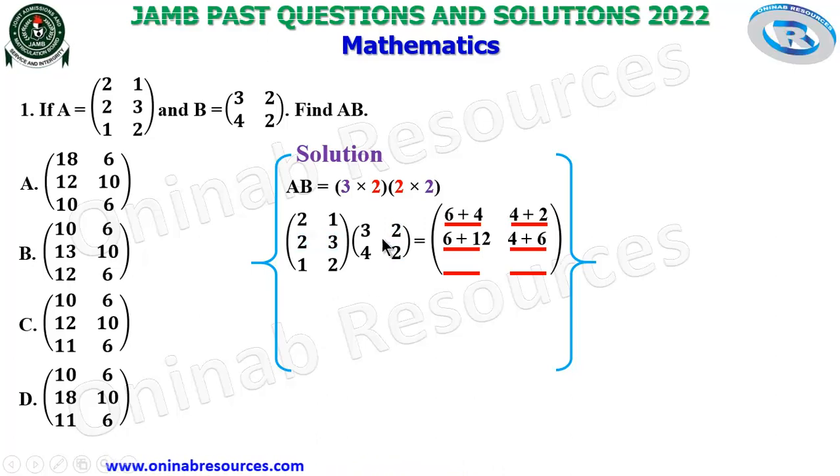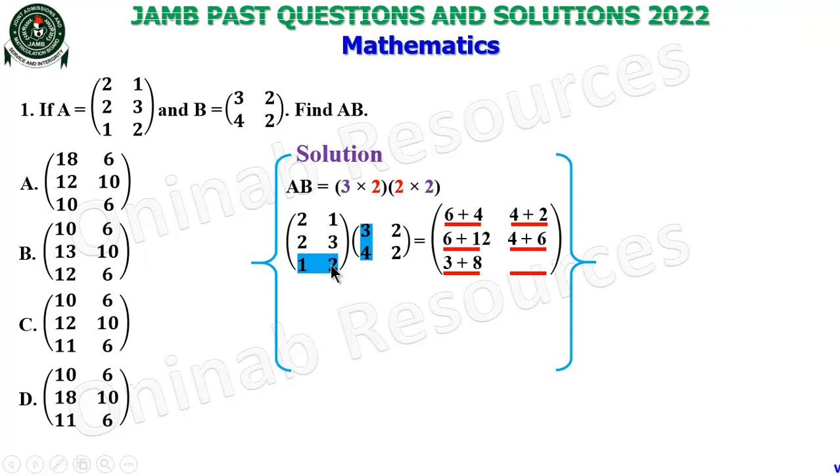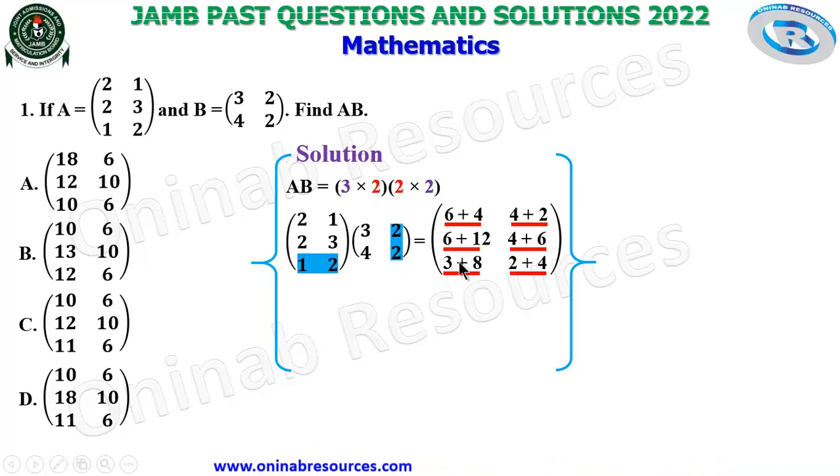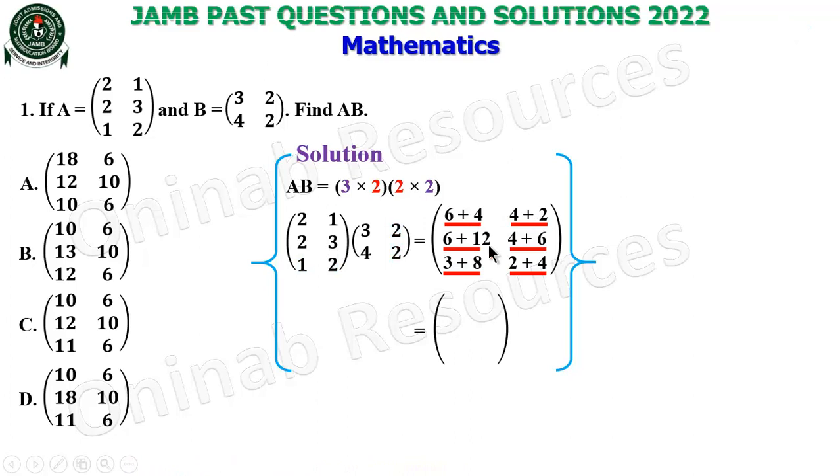Then the last row, we pick the first column here. 1 times 3 gives 3. 2 times 4 gives 8. So 3 plus 8. We go to the second column. 1 times 2 gives 2. And 2 times 2 gives 4. So we then simplify to get the entries of the resulting matrix.